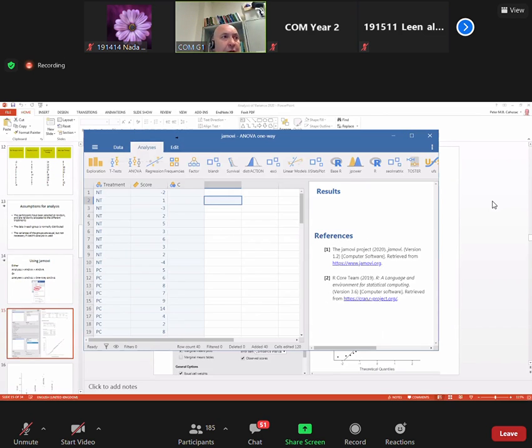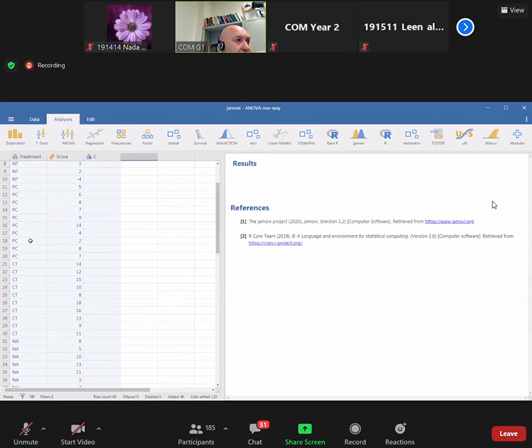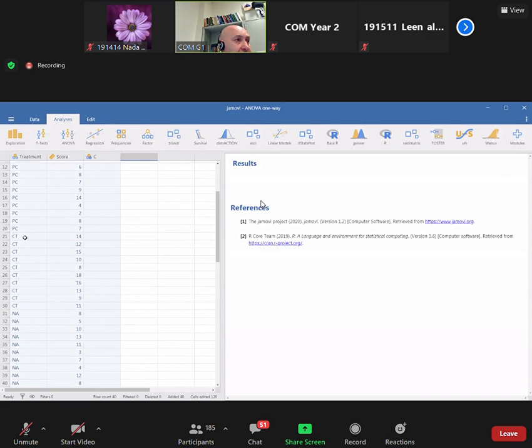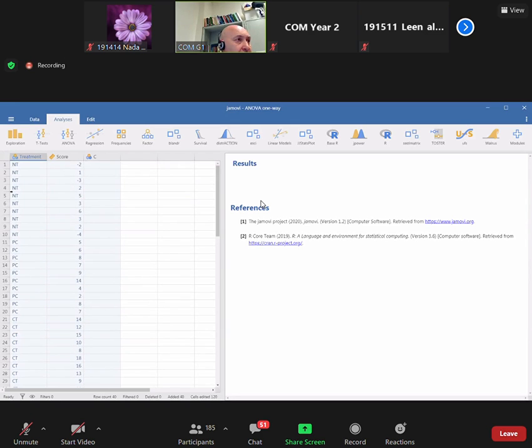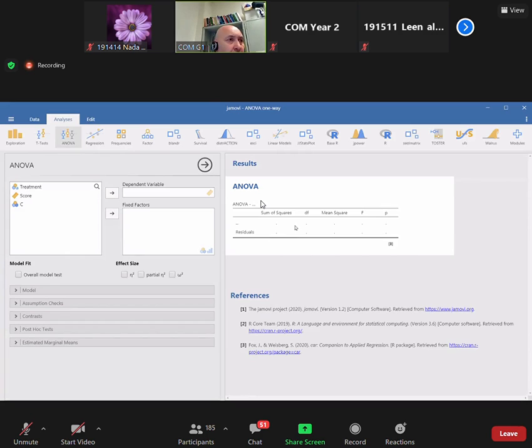So here's jamovi. I've got the treatment here. NT stands for no treatment, PC is placebo control, CT is conventional therapy, and NA is new age therapy. So I need to organize it into two columns, one with all the scores in a long column, and a second column which indicates the group membership. Okay. So to do the analysis, I would click here, and I'll do this first one here, ANOVA. And the score goes as the dependent variable, and treatment goes as a fixed factor here.